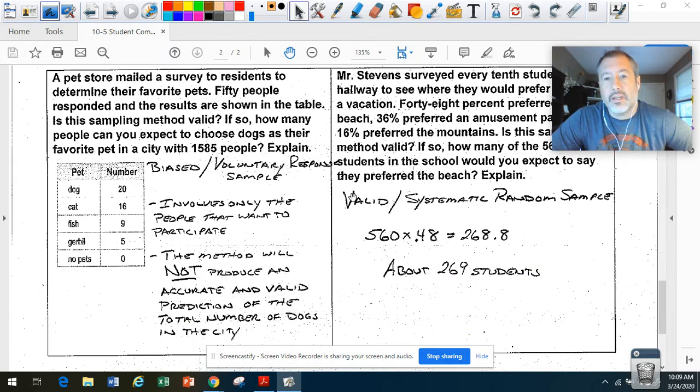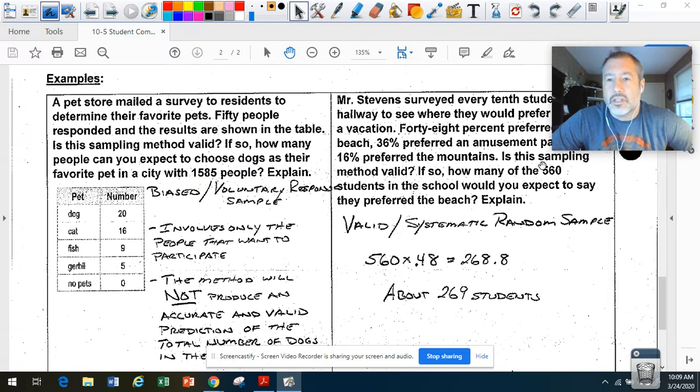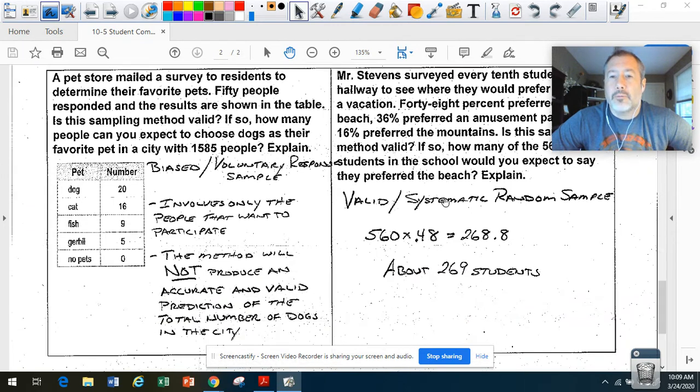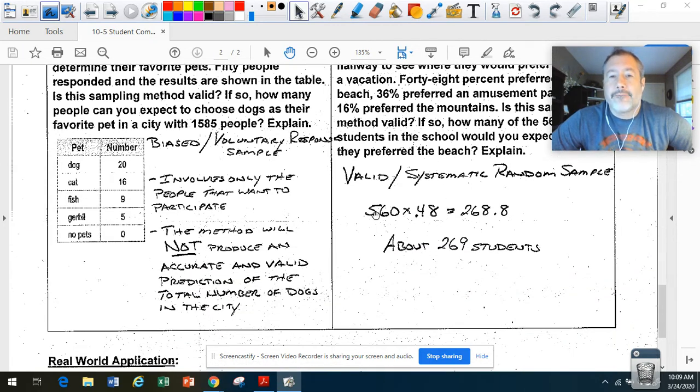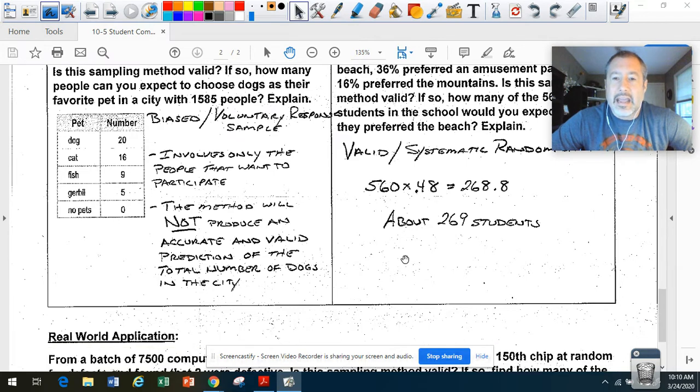So if we take a look here, we did say yes, it is valid because it was a systematic random sample. He was choosing every 10th person. So if we want to figure out about how many students we think would prefer the beach, we take the total number of students that we have here, which is the 560, and then we're going to multiply that by the 48%. So when we do that, 560 times 0.48 equals 268.8. We're going to round that. We're going to say, hey, that's going to be approximately 269 students will prefer the beach.